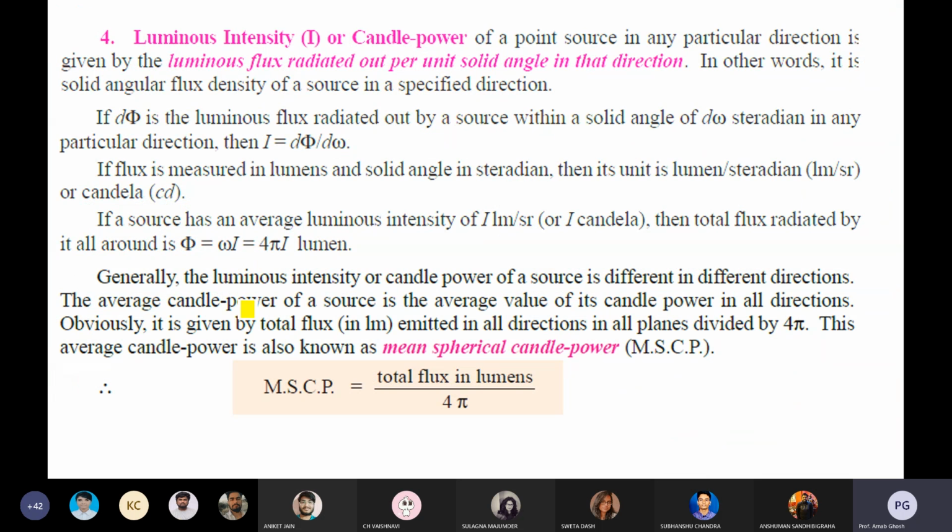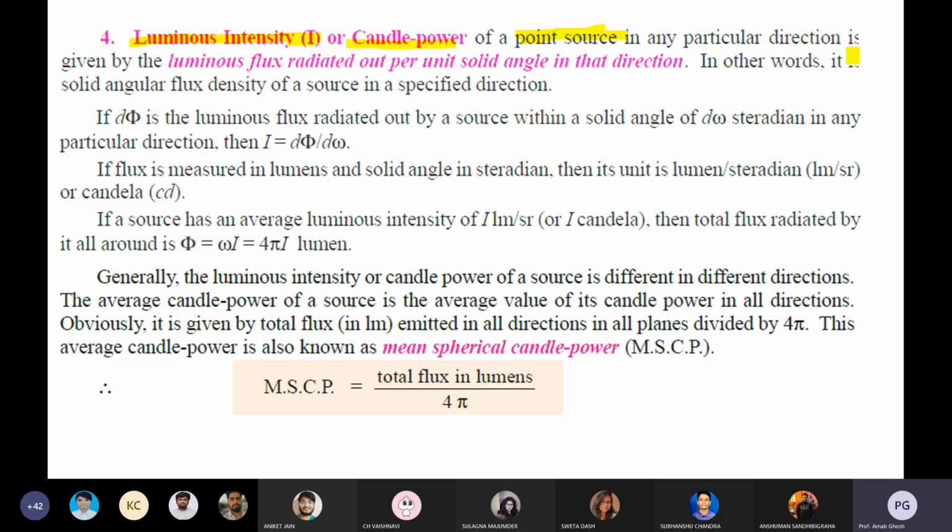Definitely there are other definitions also. So, another definition. What is the definition? That is luminous intensity, or candle power. Luminous intensity is known as I, and candle power, of a point source. First point is that of a point source in any particular direction.